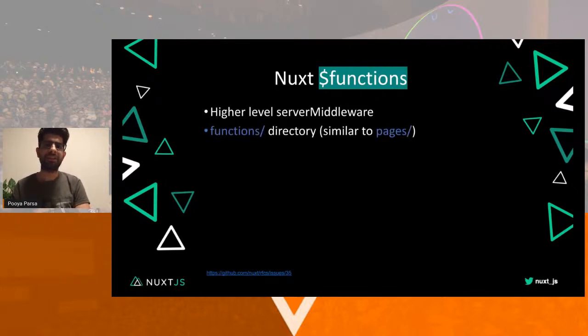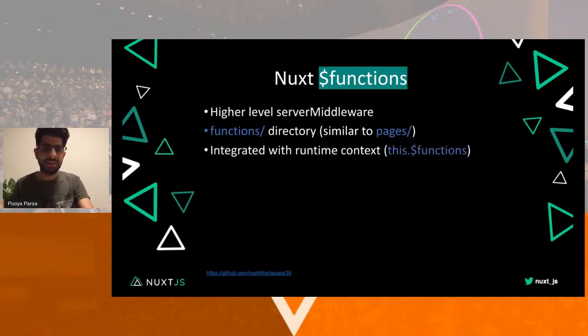Instead of registering server middleware in your Nuxt config, you can now simply put functions in the functions directory, similar to pages. It's automatically based on the convention of file naming for namespacing, and everything is already registered in your application. We will talk more in depth about it. This is integrated with the runtime, so you don't need to make API calls. You can directly use these functions everywhere, just like Axios, and not worry about how the request is being made.